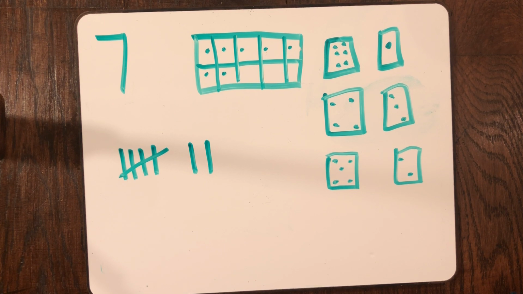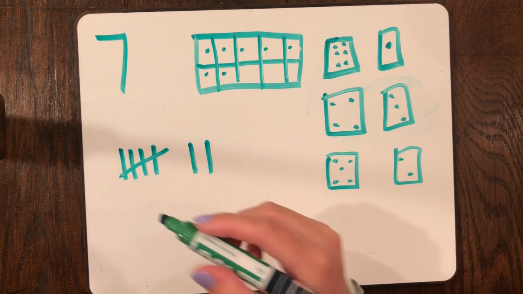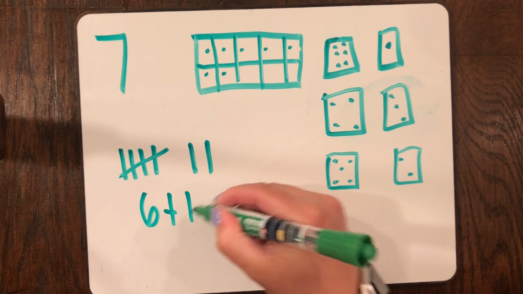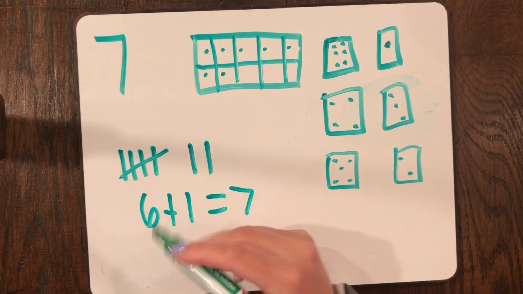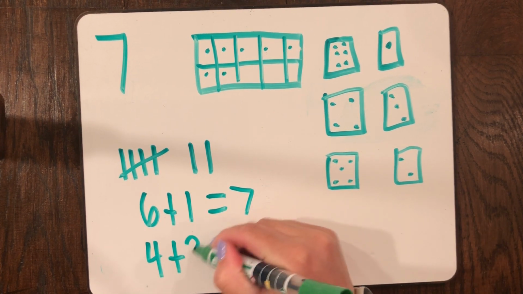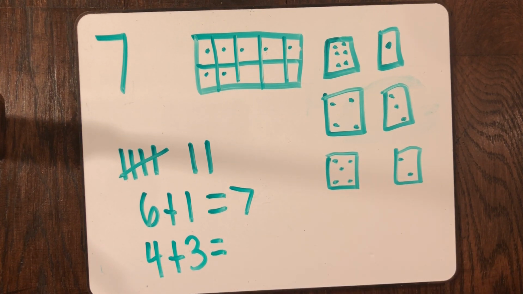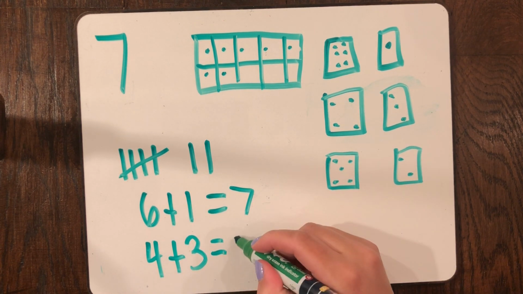Ooh, a number sentence. Let's think. I want you to think of a number sentence you can use to represent the number 7. Good. Shout them out. What are some number sentences I could do? 6 plus 1 is the same as 7. Good. 4 plus 3 is the same as 7. Good. 2 plus 5. Good.